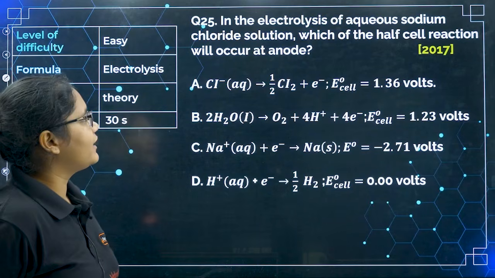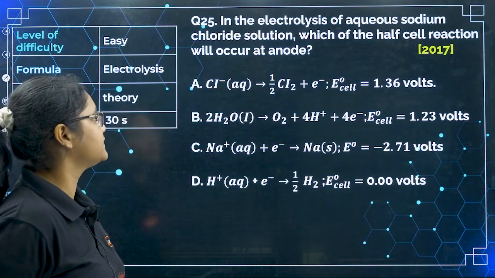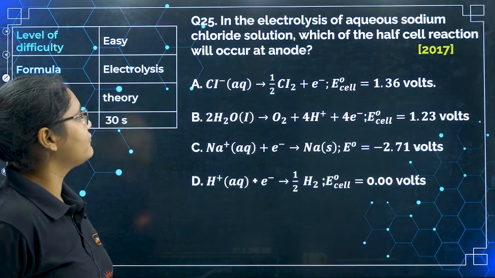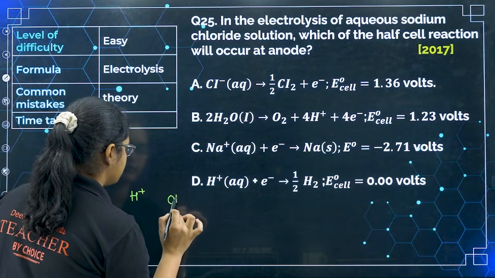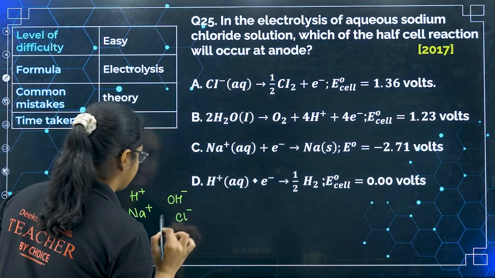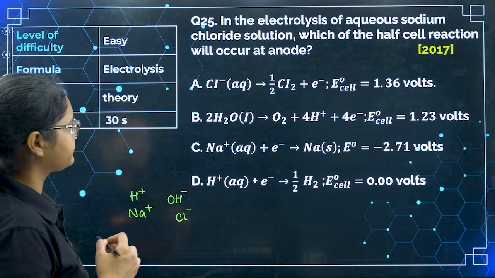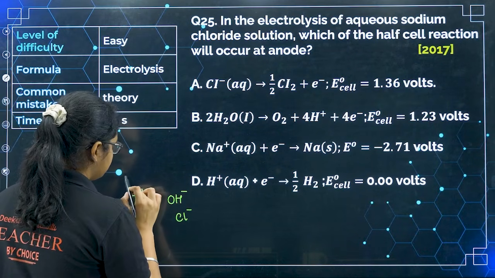Next, in the electrolysis of an aqueous sodium chloride solution, which of the half cell reactions will occur at anode? So you have aqueous sodium chloride, so you have H plus, OH minus, Na plus and Cl minus, right? So now which half cell reaction will occur at anode? So this is your anode.